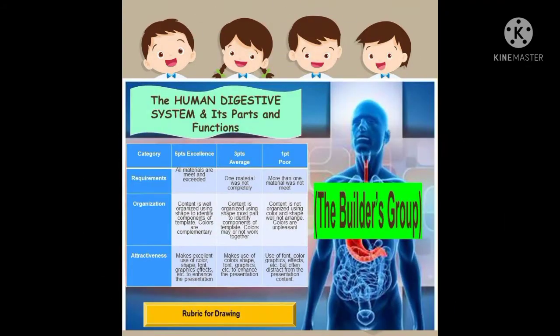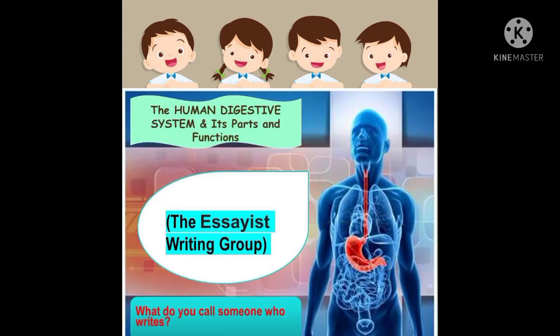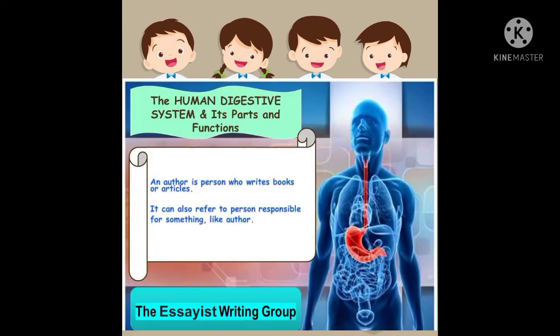This is the rubric for the drawing. Next is the writing group. What do you call someone who writes? Yes, April. An author is a person who writes books or articles. It can also refer to a person responsible for something.